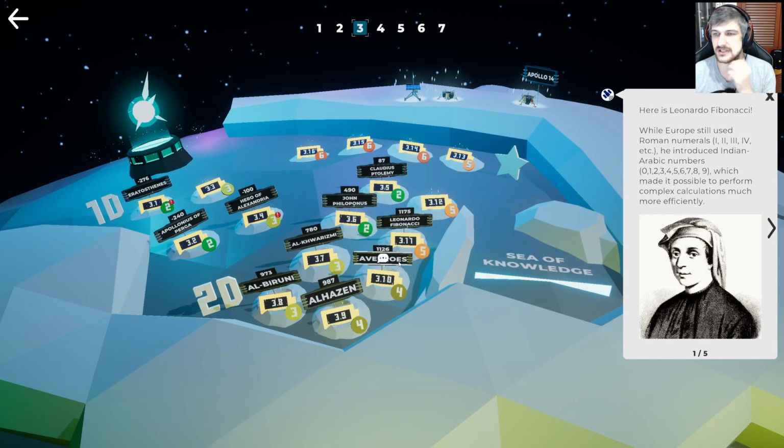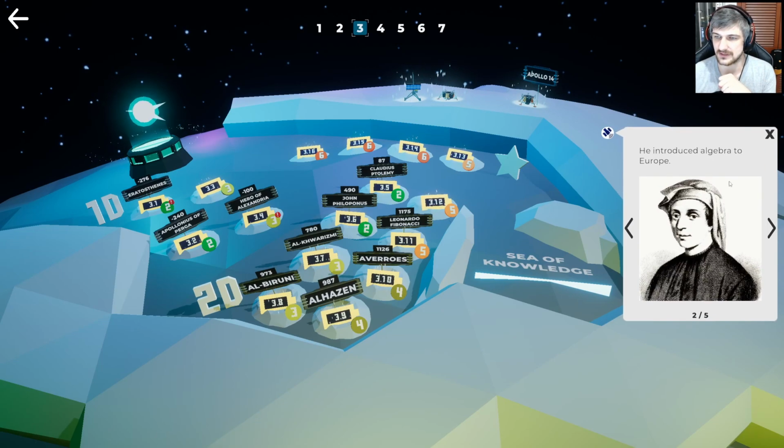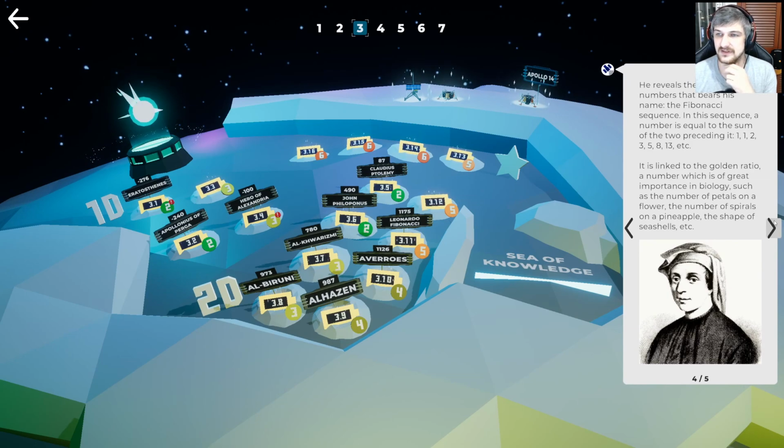Leonardo Fibonacci. While Europe still used Roman numerals, I, V, etc., he introduced Indian Arabic numbers, 0 to 9, which made it possible to perform complex calculations much more efficiently. He introduced algebra to Europe. He introduced the concept of the number 0 to Europe. He reveals the sequence of numbers that bears his name, the Fibonacci sequence. In this sequence, a number is equal to the sum of the 2 preceding it. 1, 2, 3, 5, 8, 13.